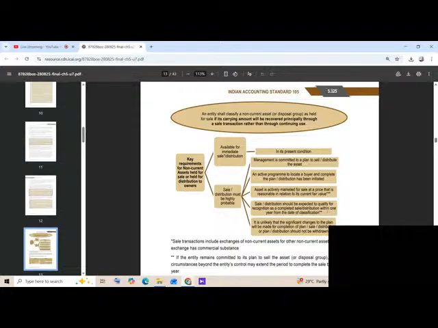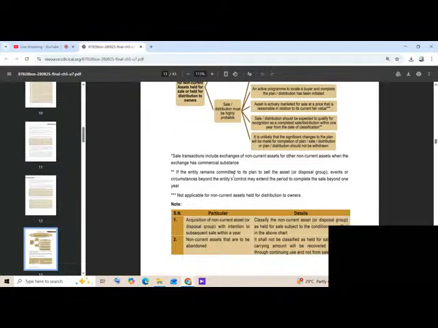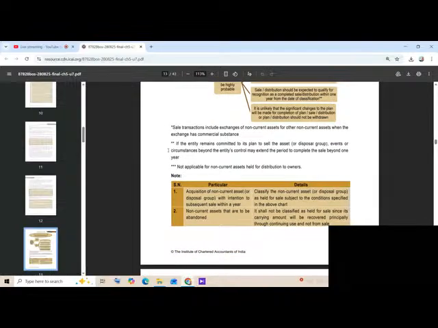So an entity shall classify a non-current asset or disposal group as held for sale if its carrying amount will be recovered principally through a sale transaction rather than through continuing use. Sale transactions include exchanges of non-current assets for other non-current assets when the exchange has commercial substance. If the entity remains committed to its plan to sell the asset or disposal group, events or circumstances beyond the entity's control may extend the period to complete the sale beyond 1 year.